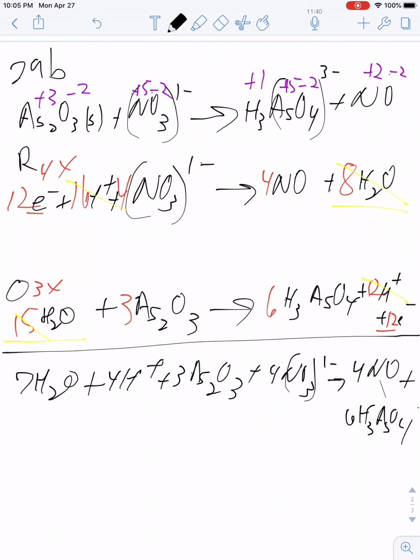Okay? That's balancing in acid because you have an H+. And then we do the exact same thing with balancing in base, but there's a slight difference. There's just one extra step at the end.